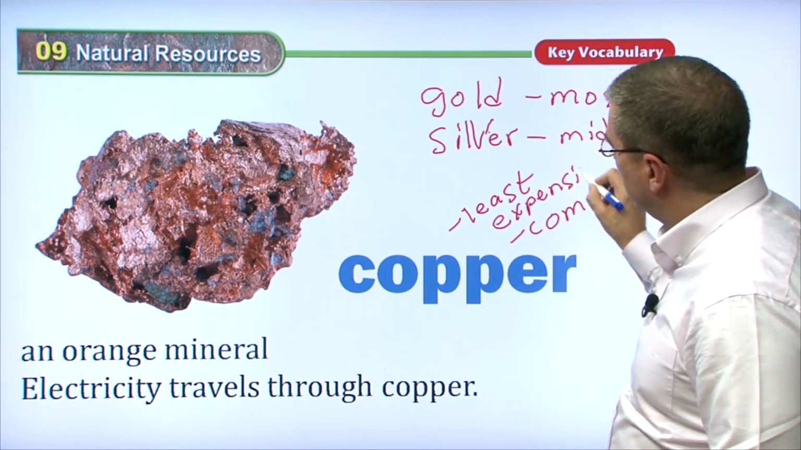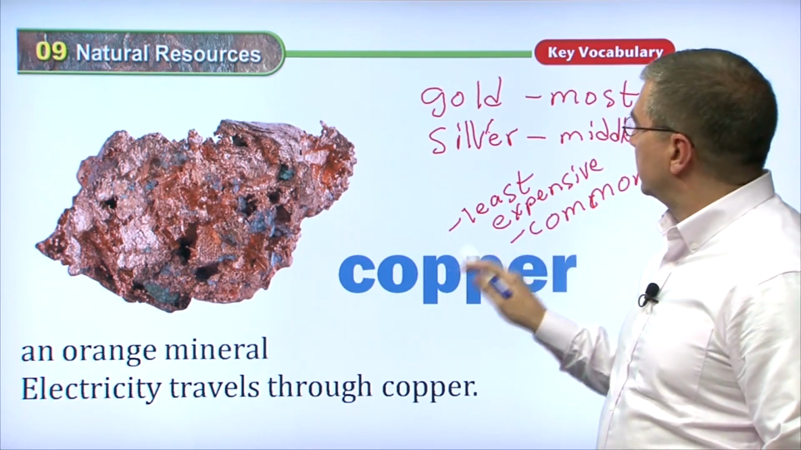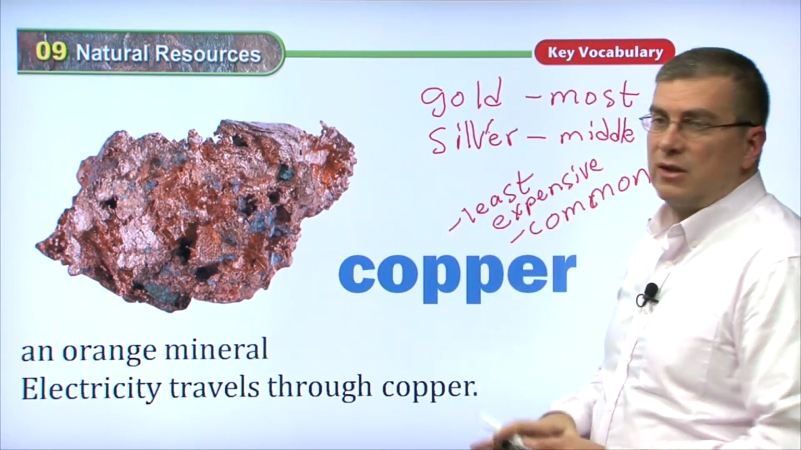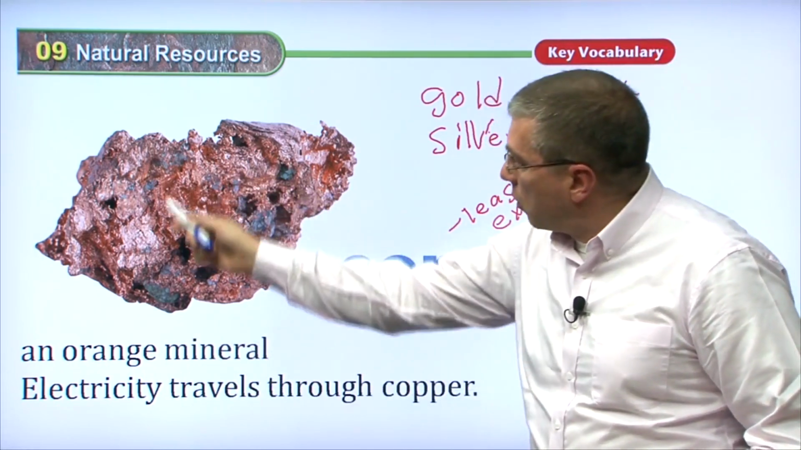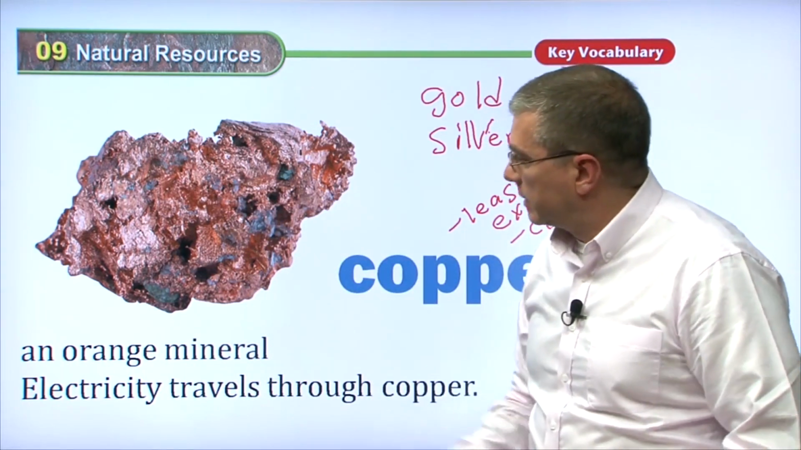And that's important because I'll explain in a bit. But copper is the least expensive. Gold is the most expensive. Silver is in the middle. Okay, so copper is an orange mineral. It's orange, if you take a look at it.